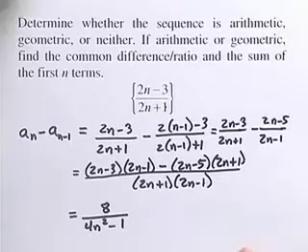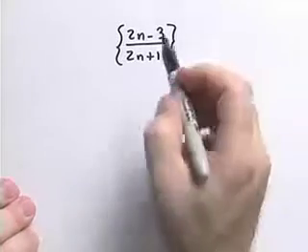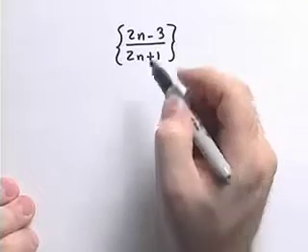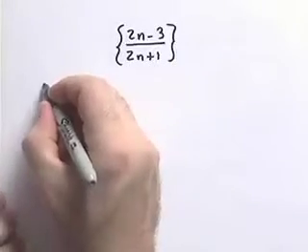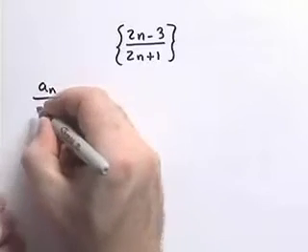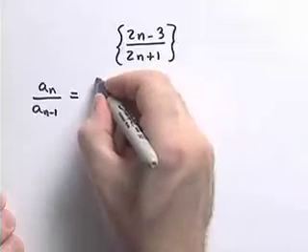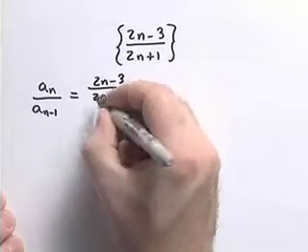Next, we're going to check to see if the sequence is geometric. So again, here is our general form. To determine whether this sequence is geometric, we need to look at the ratio of consecutive terms. That is, we want to check a sub n divided by a sub n minus 1. In this case, we'll have (2n - 3)/(2n + 1).